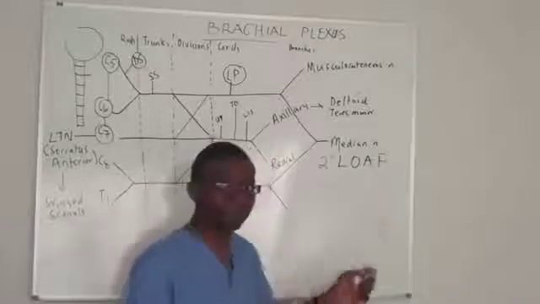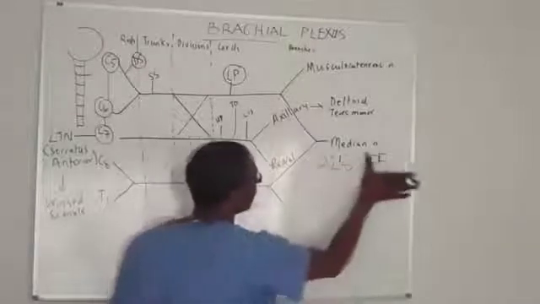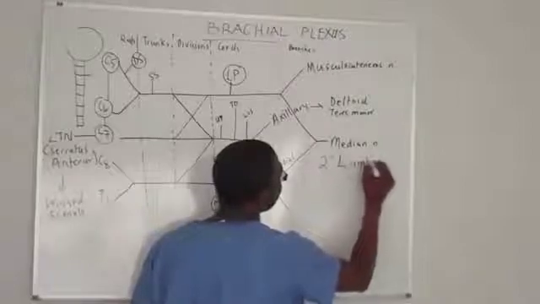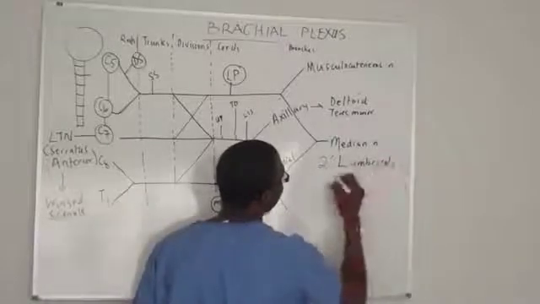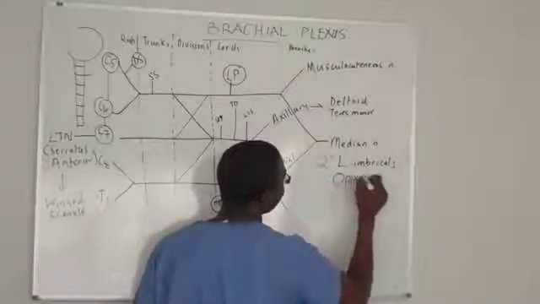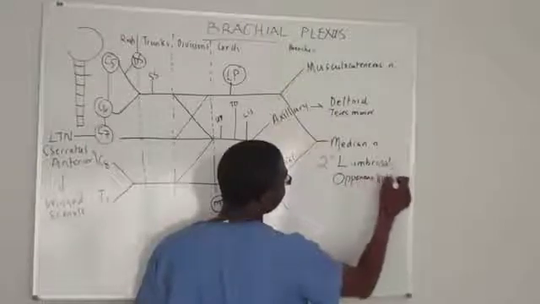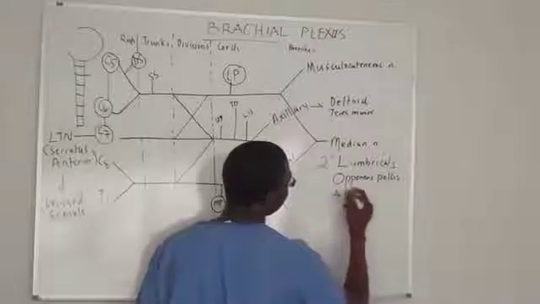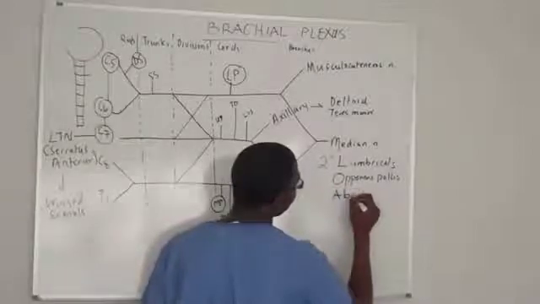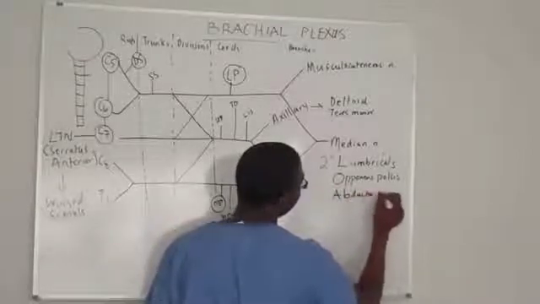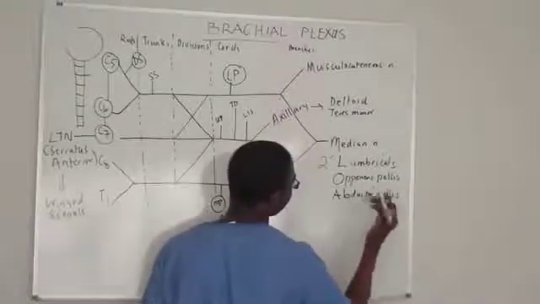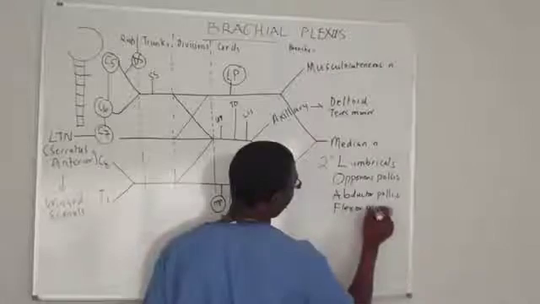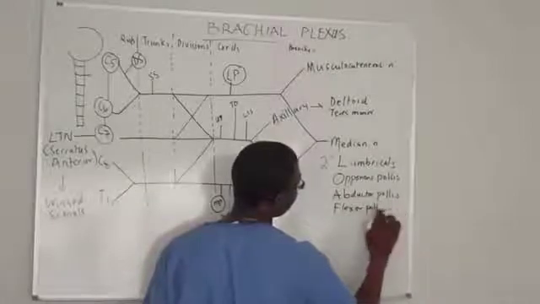Two lobes basically means, let's write it out: the first two lumbricals, opponens pollicis brevis, your abductor pollicis brevis, and your flexor pollicis brevis.